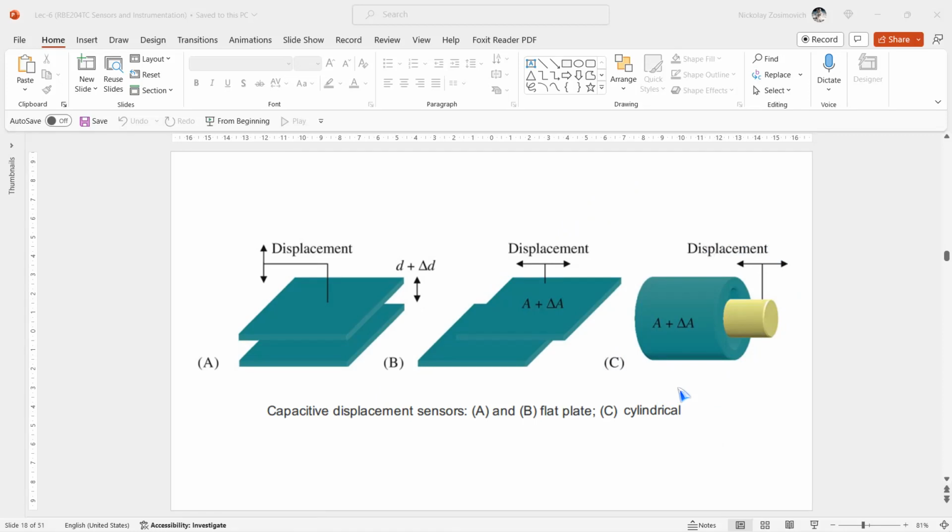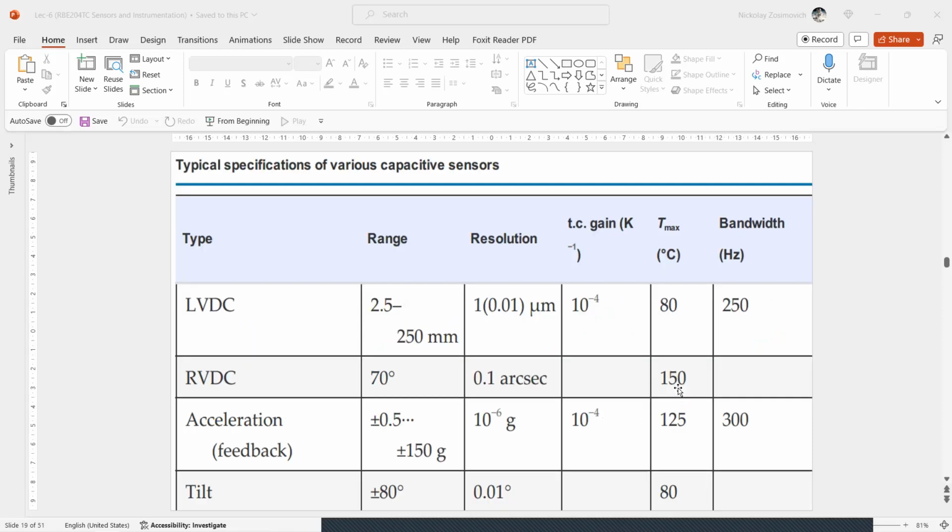The sensor exhibits extremely good linearity. What does it mean? It means better than 0.01%, and it allows temperature sensitivity down to 10 picometers per Kelvin. The rotational version of the linear variable differential capacitor also exhibits extremely good linearity, as I mentioned, better than 0.1%.